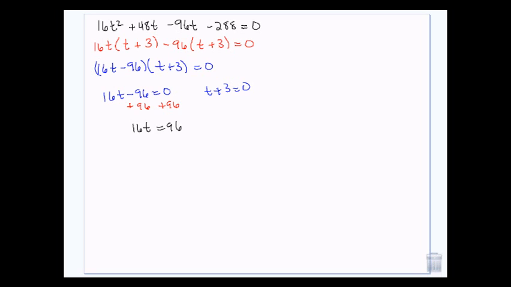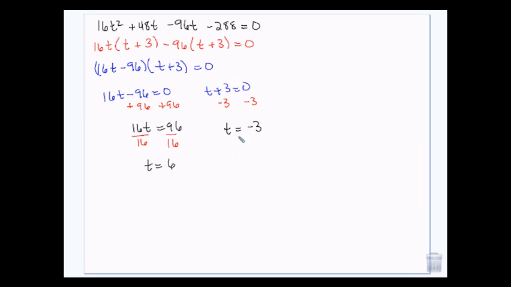And that divides evenly. So divide by 16, divide by 16. And I get that t equals 6. And if I come over here, I subtract 3 from both sides. And I get t equals negative 3. And we're talking about time.